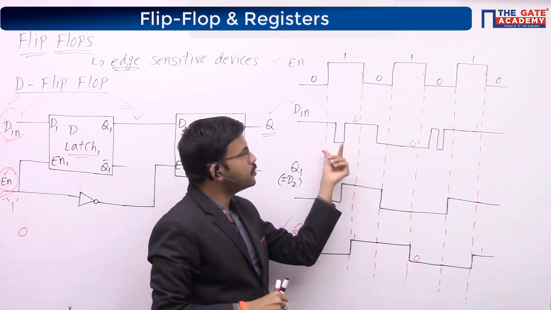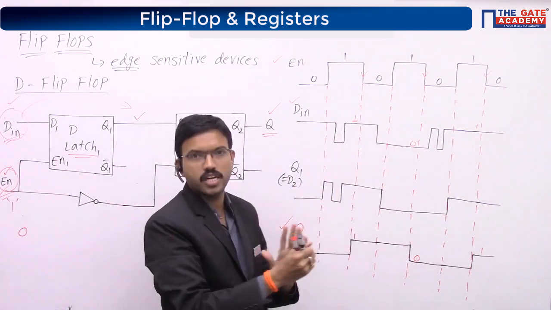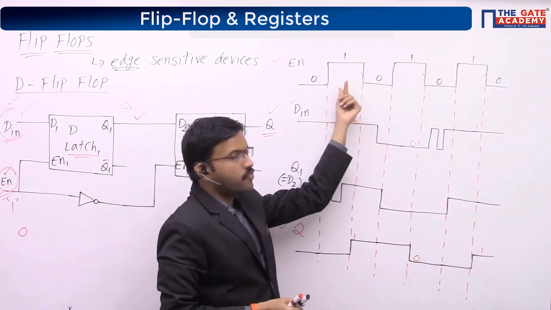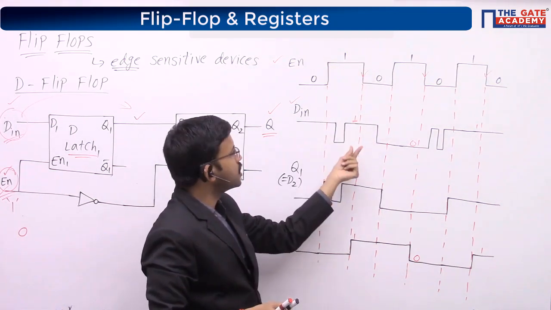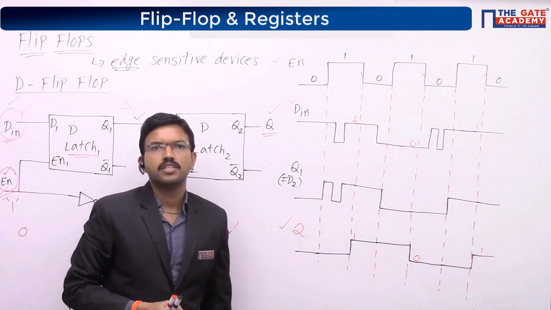Even though that particular input changes when your enable signal is 1 or enable signal is 0, that change won't occur. Only just before the transition, the 1 to 0 transition, whatever input you are having, that one you are getting as the output. This is negative edge.